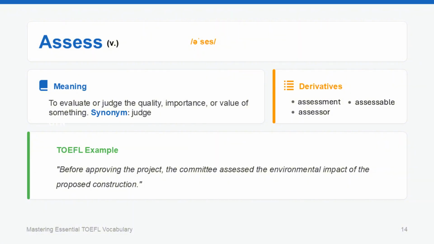Before approving the project, the committee assessed the environmental impact of the proposed construction. Here's your question. Why did the committee assess the environmental impact? Because it needed to evaluate the project's possible effects before giving approval.